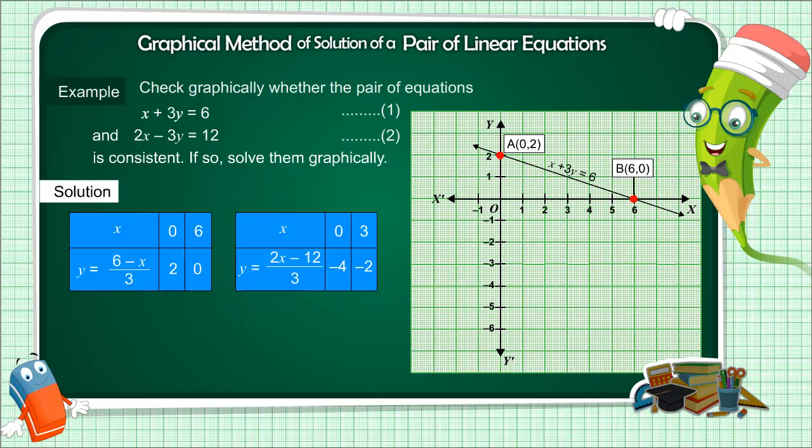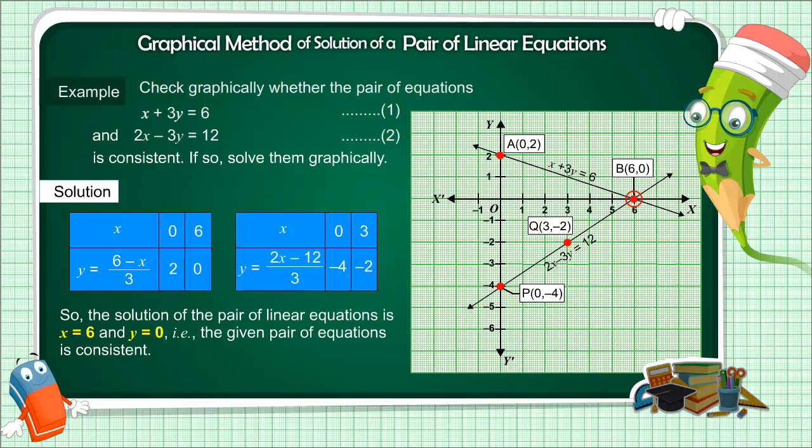Let us plot the solutions of the second equation on the graph: x 0, y minus 4, and x 3, y minus 2. Now let us also draw the line of this equation. As you can see, both the equations have a common point B (6, 0). This means the solution of this pair of linear equations is x equals 6 and y equals 0, which tells that the given equations are consistent.